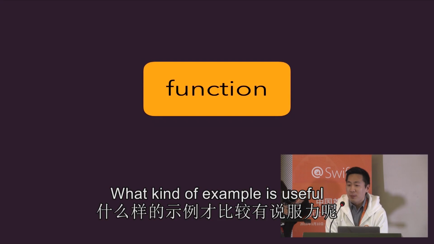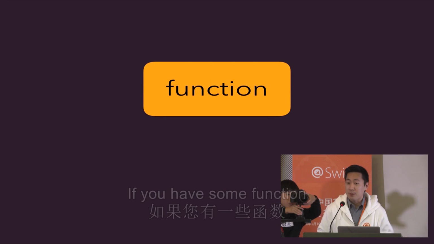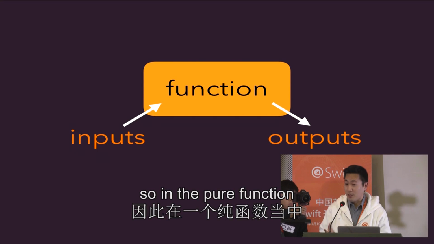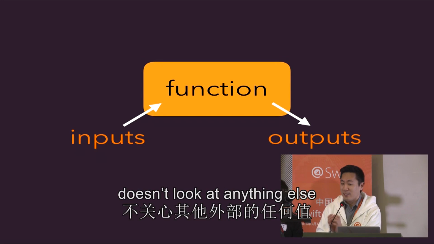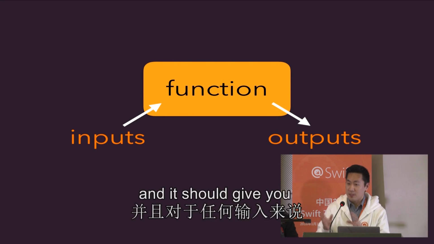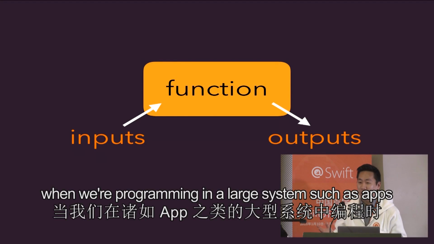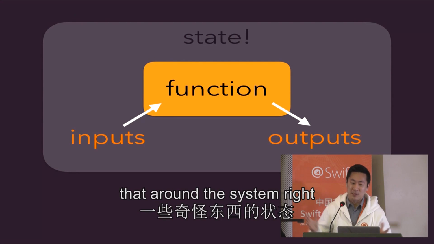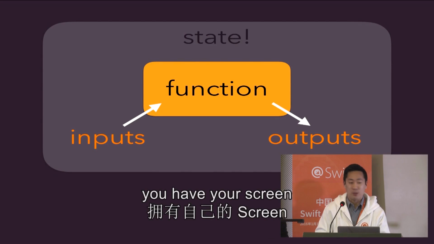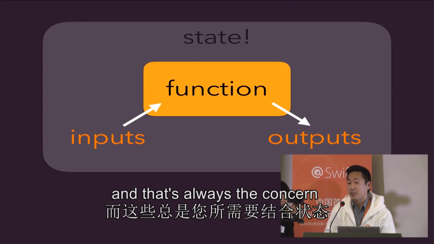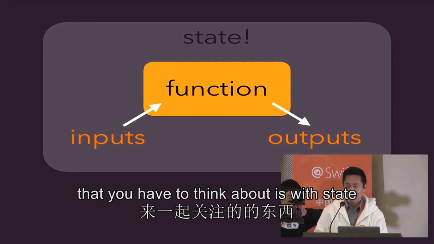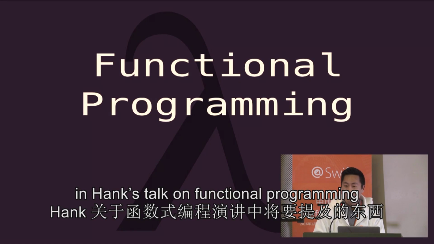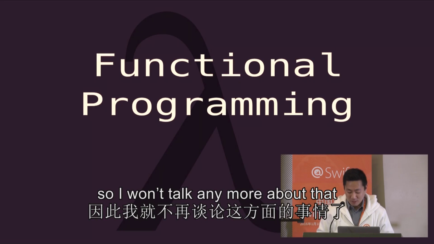What kind of examples is useful? Maybe a functional programming example is a good one. If you have some function, and it has some inputs, and it gives you some outputs. In a pure function, it only uses those inputs, doesn't look at anything else, and it just gives you the output. And it should give you the same output for any input. But of course, when we're programming in large systems such as apps, there's always this looming thing of state around the system, right? You have your window, you have your screen, you have other things going on in the background, and that's always a concern that you have to think about with state. But again, we'll hear more about that in Hank's talk on functional programming, which I'm very much looking forward to, so I won't talk any more about that.